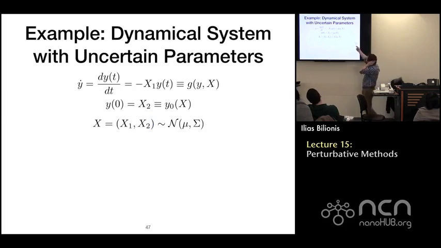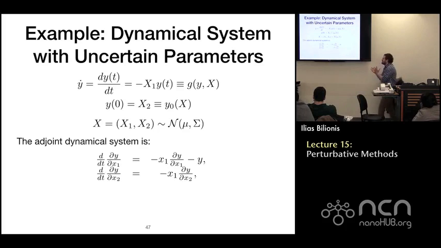Now this is the problem that we did the other time. You see, it's a very simple differential equation, exponential decay. We have two parameters, the decay rate and the initial condition. And now I used whatever was in the previous two slides to derive two differential equations that give me the derivatives of y with respect to x1 and x2. And these differential equations constitute the adjoint system, and this is how they look.